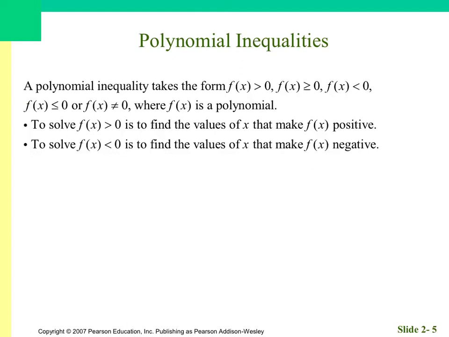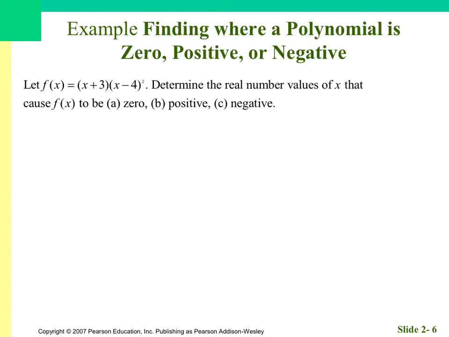To solve for f of x greater than 0 is to find the values that make f of x positive. To solve for f of x less than 0, you find all the values that make f of x negative. Let f of x equal x plus the quantity x plus 3 times the quantity x minus 4 squared. Determine the real number values of x that cause f of x to be 0, to be positive, and to be negative.